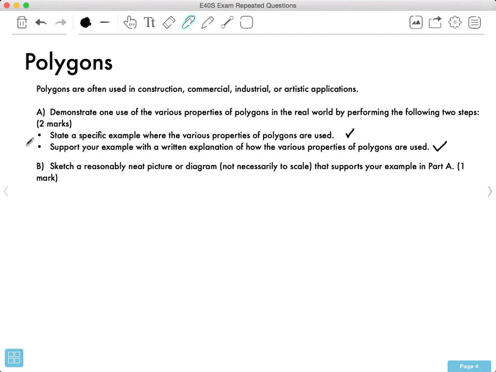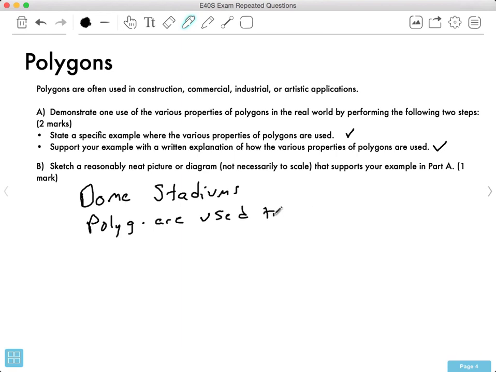Okay? They're only going to ask about polygons. There is no 2 things here. So my example is dome stadiums. And polygons are used to fit roof pieces together. Okay? You don't have to say how or give any specific examples. Just go with that. Now, by stadium, I hope you know what I mean.